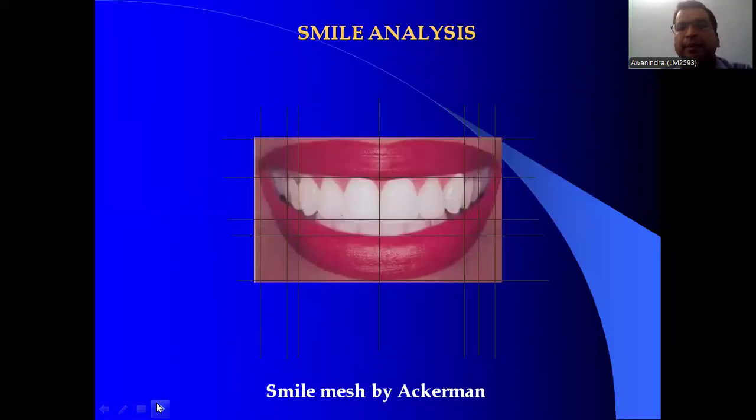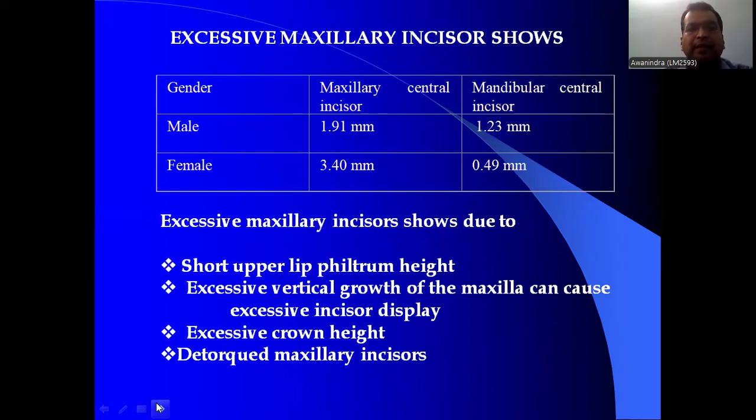Another important examination is the smile analysis. Smile mesh is designed to analyze the smile of the patient. This is the table which shows the maxillary central incisor display in males is 1.9 mm, but for females it may be 3.40 mm. Mandibular incisors are 1.23 mm and 0.4 mm.